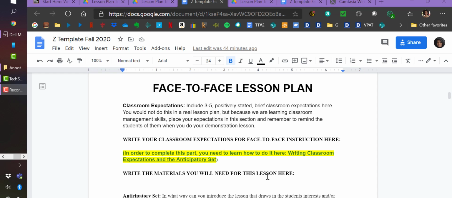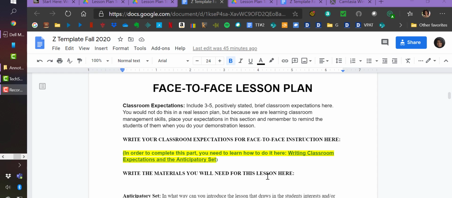All right, so let's look at what we have here. Classroom expectations include 3 to 5 positively stated, brief classroom expectations here. You would not do this in a real lesson plan. This is probably the 3rd time I'm going to say this, but because we are in a learning classroom and we are learning classroom management skills, place your expectations in this section and remember to remind the students of them when you do your demonstration lesson. And of course, we don't actually do this lesson as a demonstration in this class, but I hope that one day you'll be able to pull out this lesson and at least be able to use the ideas that you came up with during this experience.